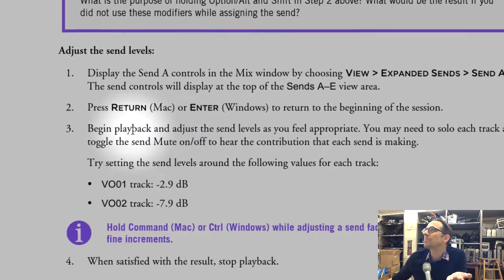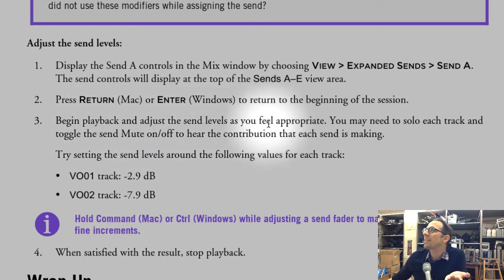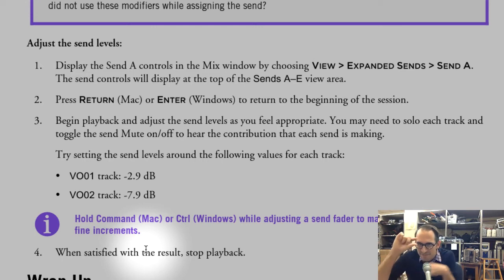So what does it say to do? Begin playback and adjust the send levels as you feel appropriate. You may need to solo each track and toggle the mute on and off to hear the contribution that each send is making. Try setting the send levels to around -2.9 for VO1 and -7.9 for VO2. And what you're going to find is when you're sliding the fader up and down, it's really hard to get a precise, specific fade to, in this case, 2.9 or 7.9.